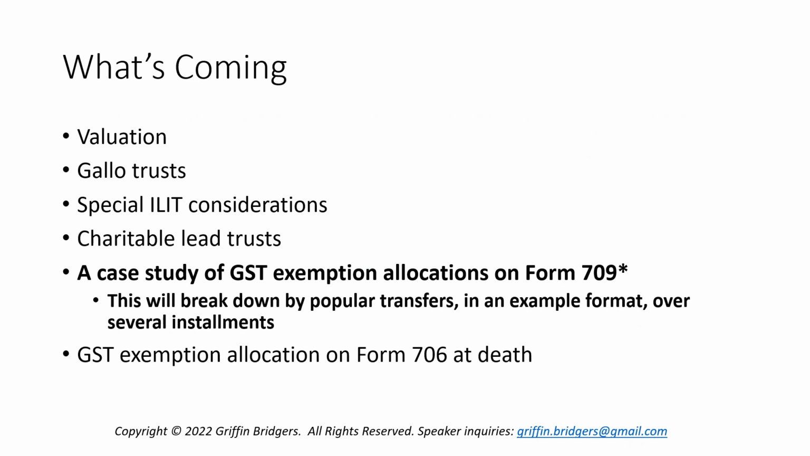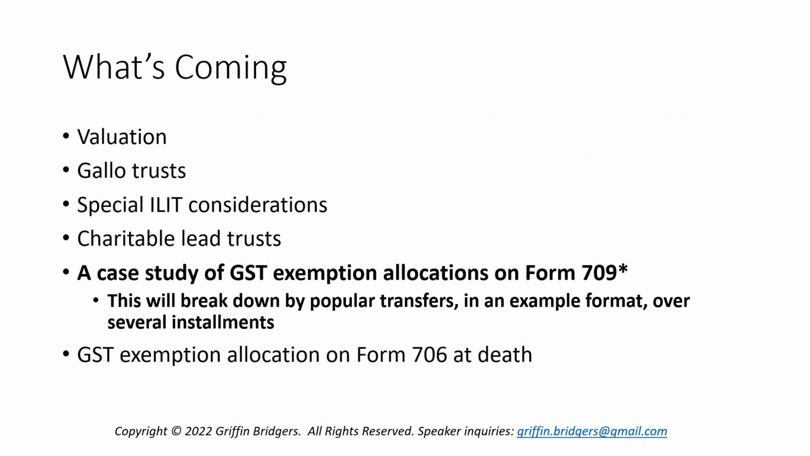So what's coming? Our list is slowly shrinking. We're slowly getting to the end of this GST tax basics discussion. So we're going to dive into some more abstract concepts coming up, some valuation points to note. We'll talk about Gallo Trust, which is another special carve-out within the grandfather trust realm. We'll consider some ILET issues that can come into play. We'll look at charitable lead trusts and how you can allocate GST exemption to those, especially if there's no reversion in the charitable lead trust.